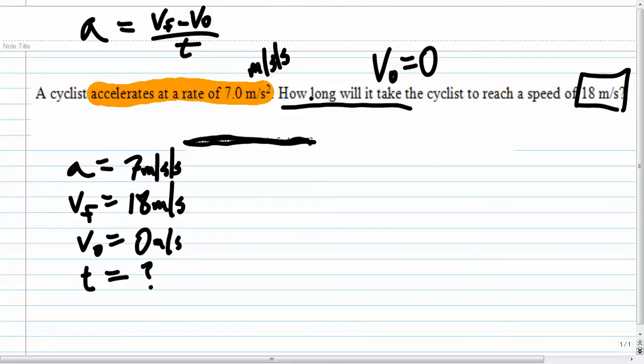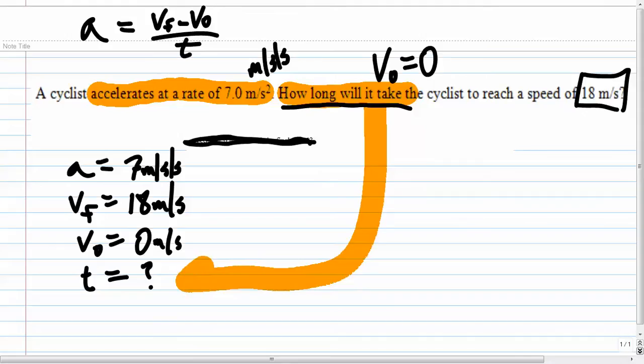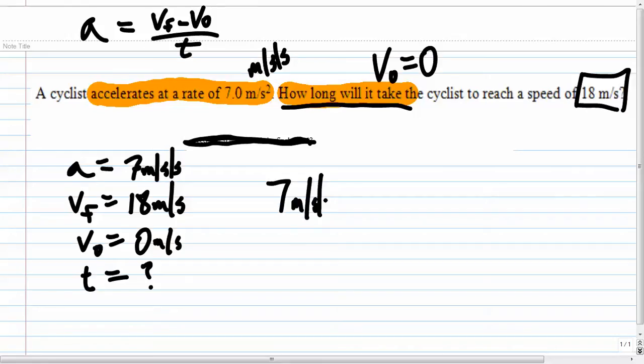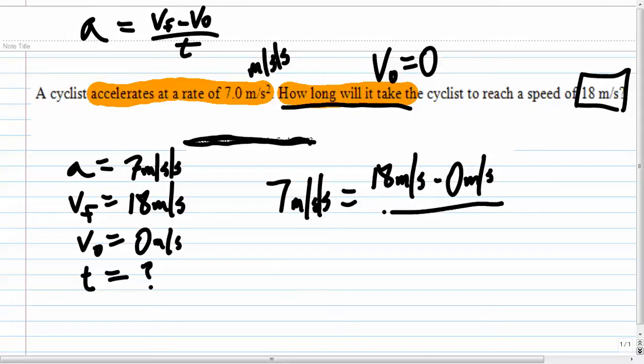And if you read the question, what does it say? It says, how long will it take? So that is indeed the time. So let's solve it. If we fill in what we know, A is 7 meters per second per second, VF is 18 meters per second minus VO, divided by the time, and we don't know the time.